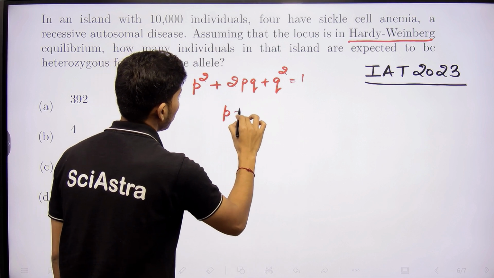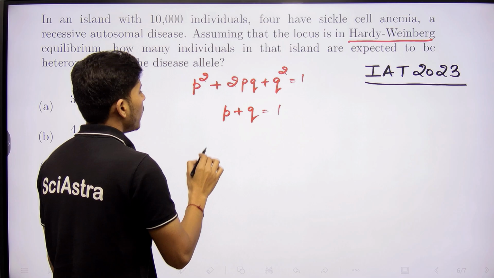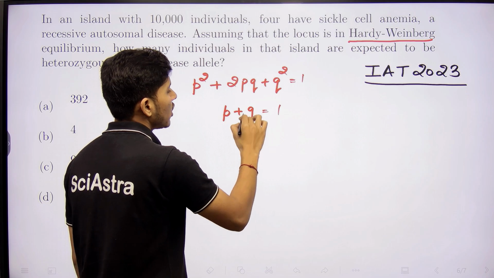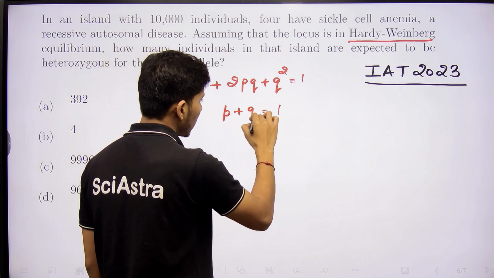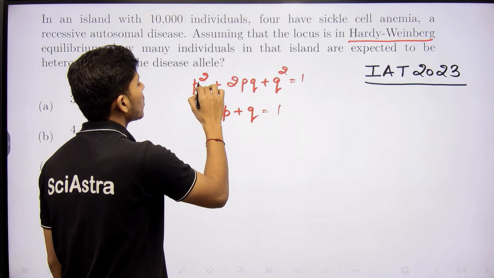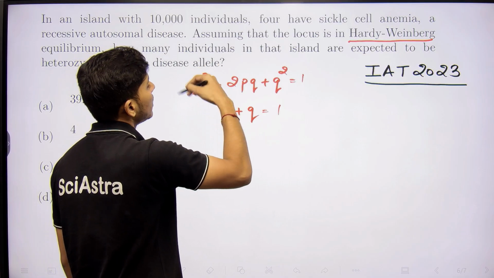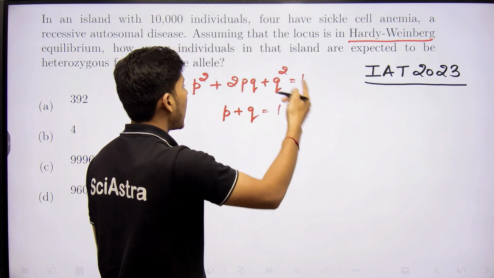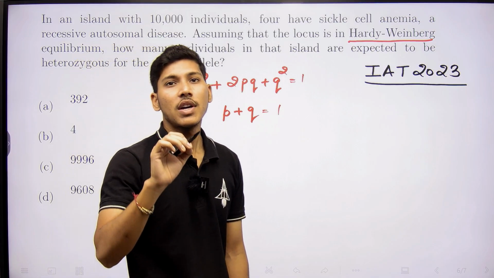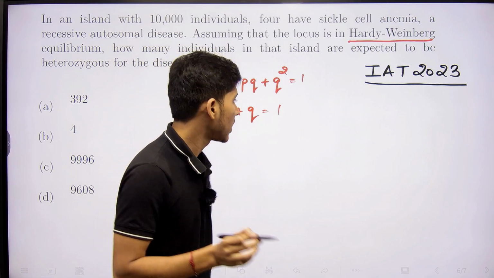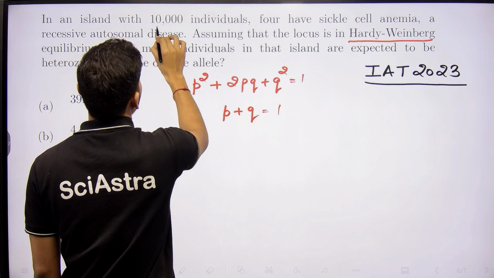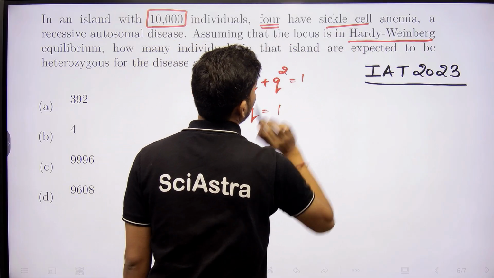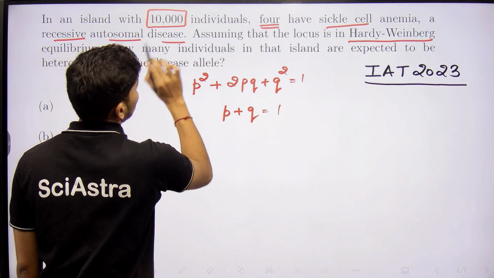And there is one more equation, p plus q is equal to 1, where p denotes the frequency of the dominant allele, q denotes the frequency of the recessive allele, p squared denotes the frequency of the dominant genotype, q squared denotes the frequency of the recessive genotype, and 2pq denotes the frequency of heterozygous genotypes. Now this question is saying that in a population with 10,000 individuals, 4 of them have sickle cell anemia, which is a recessive autosomal disease.